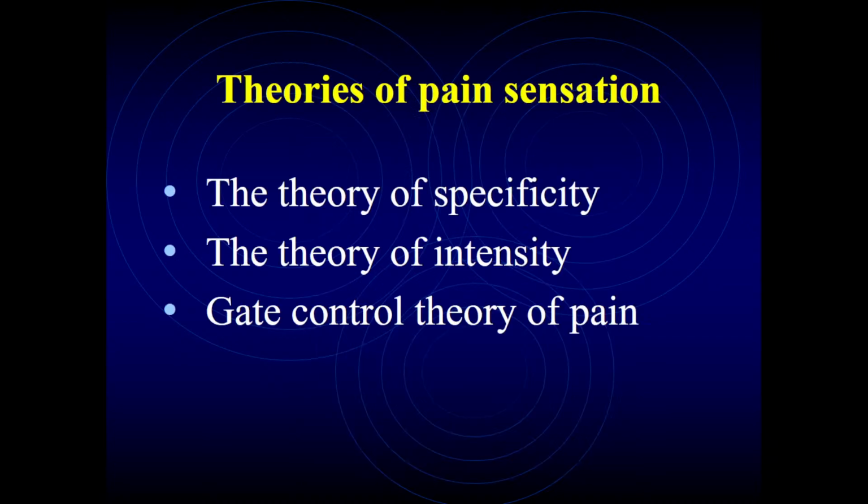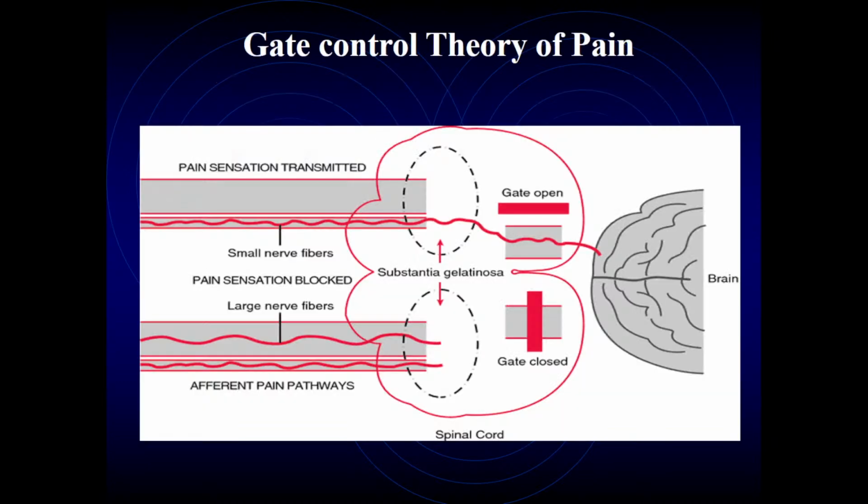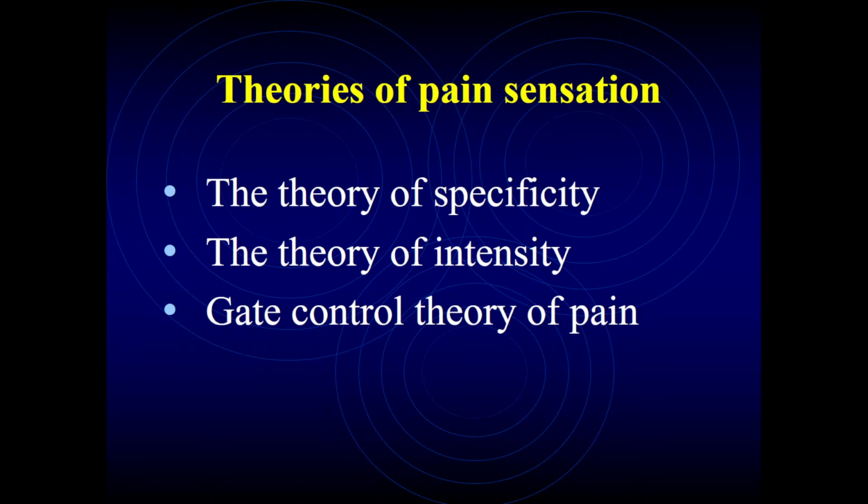Theories of pain sensation. The main three theories: the theory of specificity, the theory of intensity, and gate control theory of pain. The theory of specificity by Max von Frey postulates that special nociceptors, pathways, and centers exist.